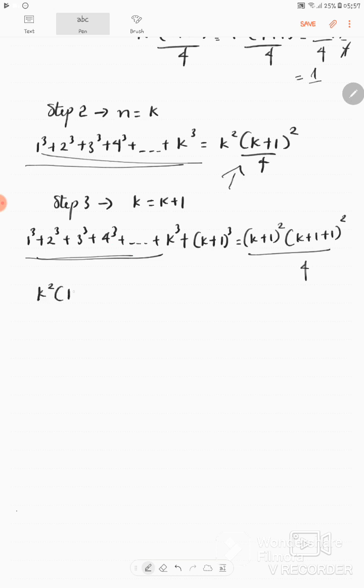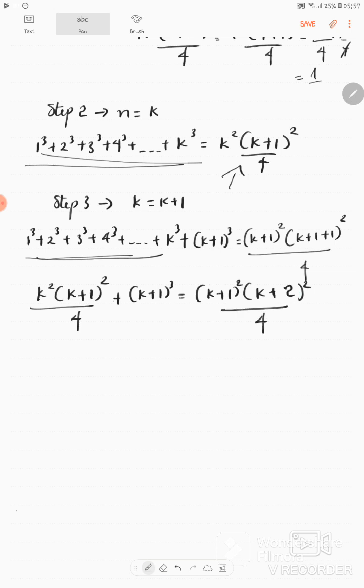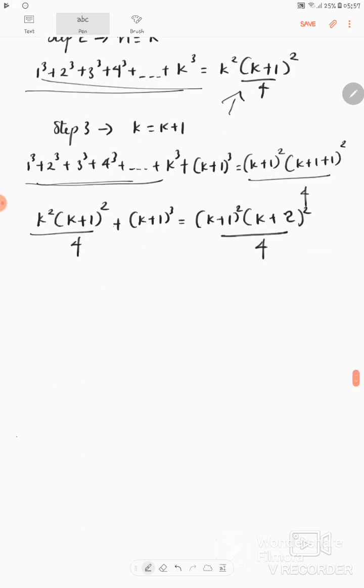Let's substitute it into it. That is, we're going to have k raised to power 2, open bracket k plus 1 squared, all over 4, plus k plus 1 raised to power 3, equals k plus 1 raised to power 2, open bracket k plus 2 raised to power 2, all over 4. Now I'm not going to go further to solve this. Just solve it yourself and you'll see that the left hand side will give you the right hand side. That's it. The left hand side should surely equal the right hand side.